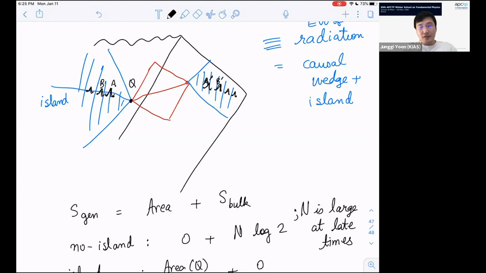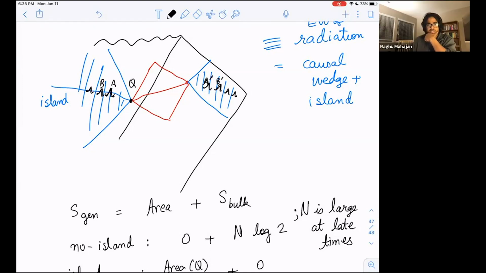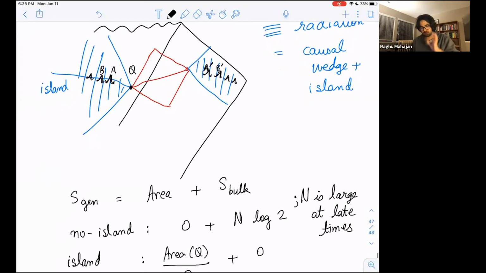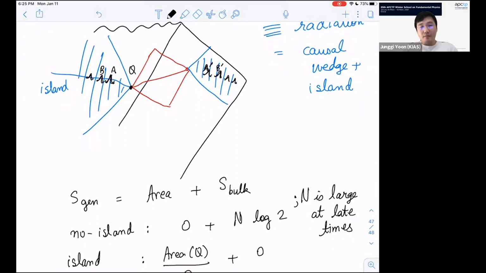Can I ask one question? Yeah, please. Qualitatively, in the previous eternal black hole, you have the extremal surface or island appear outside of the horizon, but here inside the horizon. Can you intuitively explain this?